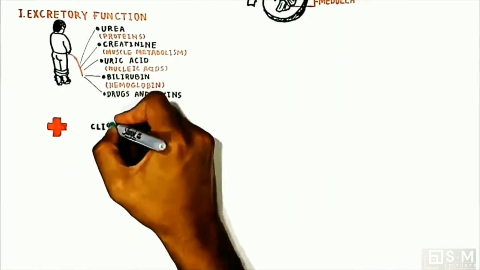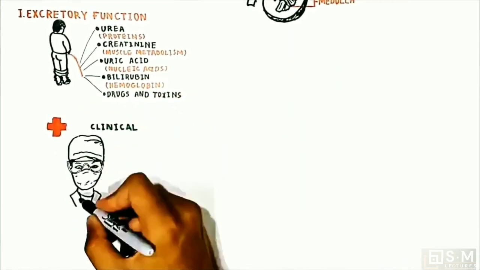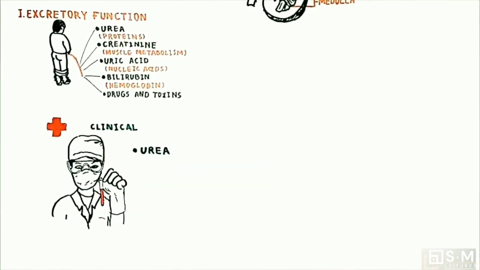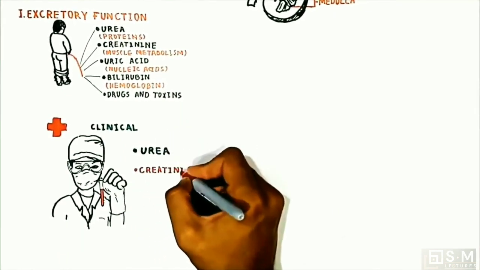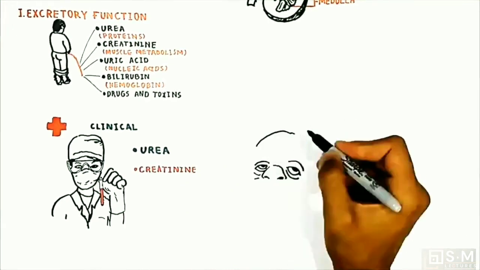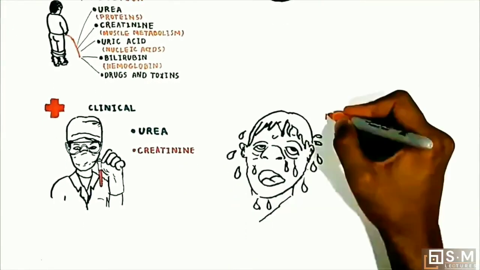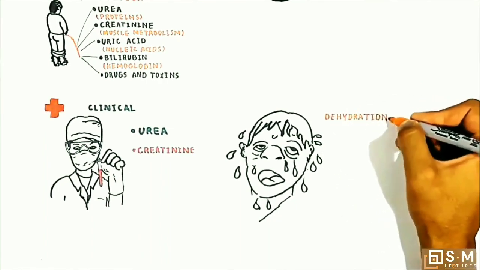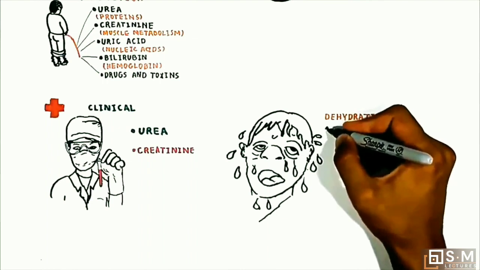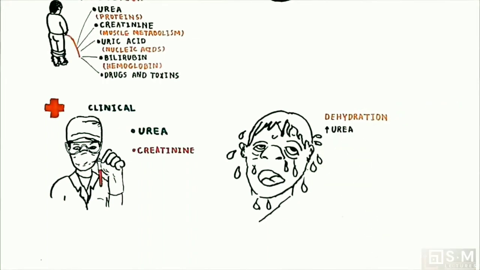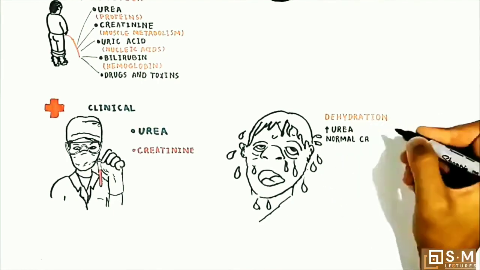In clinical practice, in order to determine the functional capability of the kidneys, you have to take a look at the urea and creatinine levels of the blood. But you have to know this very important point here. In the case of dehydration, when the patient is hypovolemic, you may find an increased level of urea in the blood, which is called uremia, whereas the creatinine level stays normal.